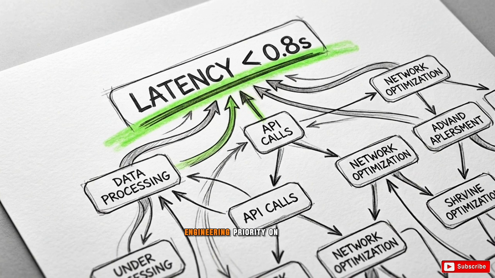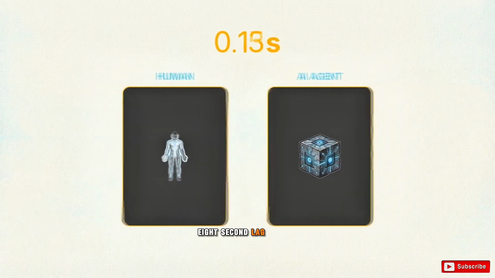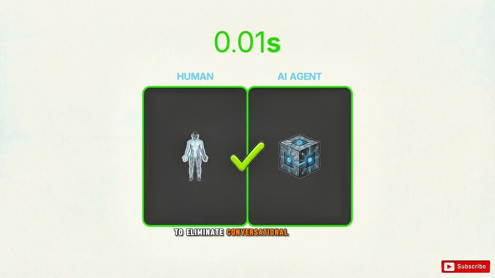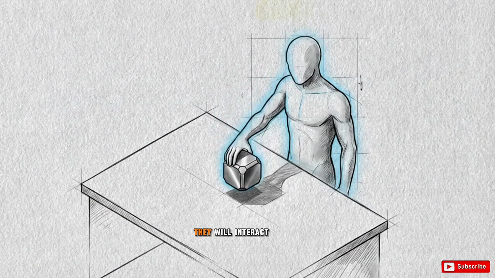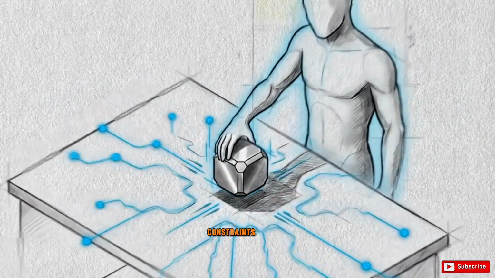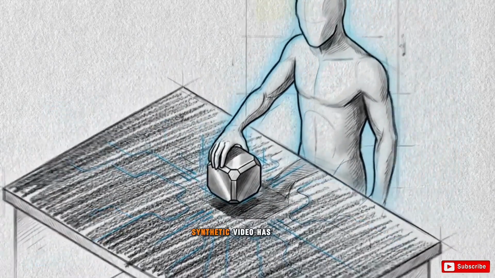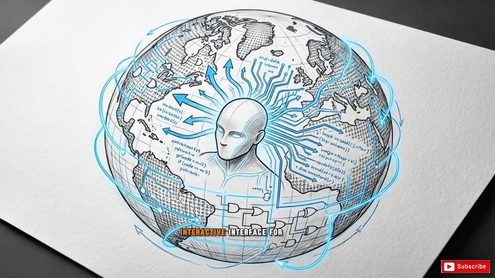The immediate engineering priority on their roadmap is clear: optimizing that 0.8-second lag down to near zero to eliminate conversational friction entirely. Looking further ahead, the focus shifts to integrating multimodal reasoning designed specifically for physics simulation, referencing advanced physics-aware models like Void. The agents won't just look human, they will interact accurately with the physical constraints of their digital environments. Synthetic video has become the primary interactive interface for global enterprise automation, providing a face for the complex logic of AI agents.